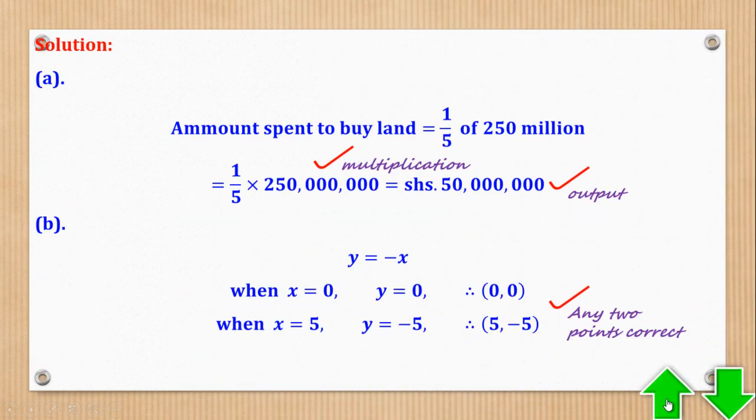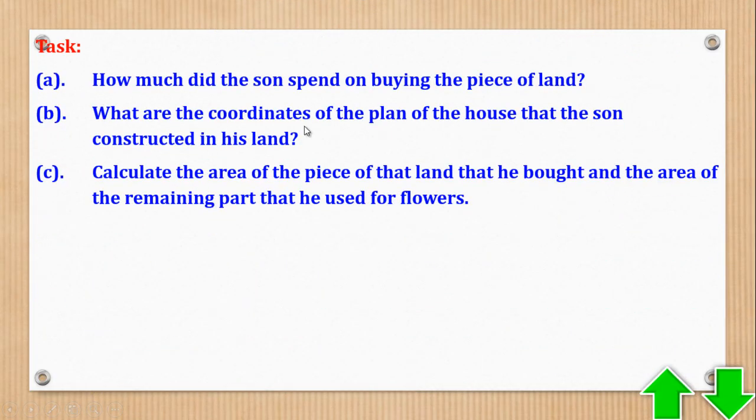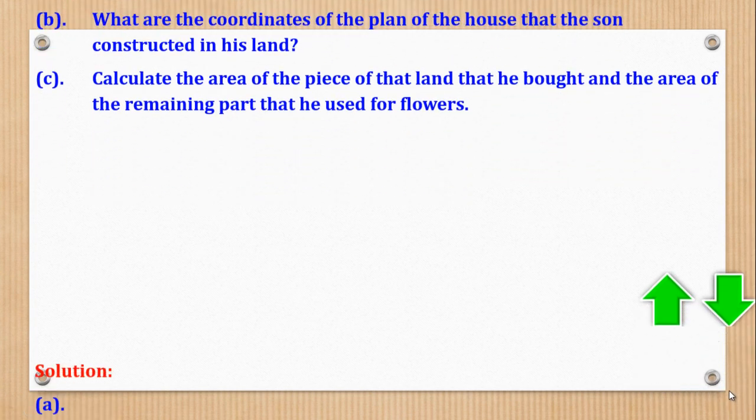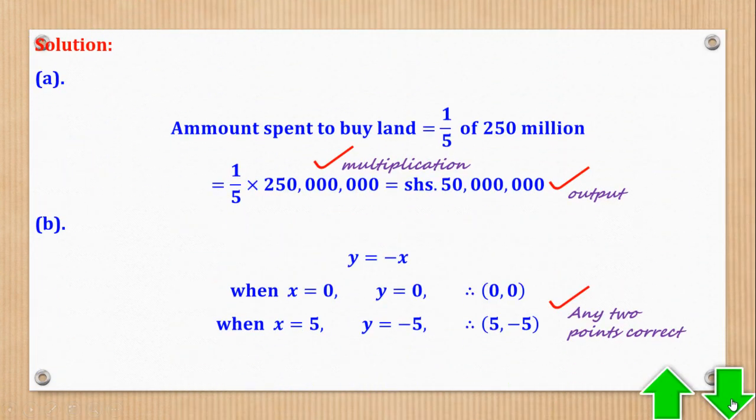How was the other task? Okay, corners of the plan of the house that the son constructed. That's what we have just done. Then next is to calculate the area of the piece of land that he bought and the area of the remaining part that he used for flowers. Now here we do something funny. Do you know what we do?